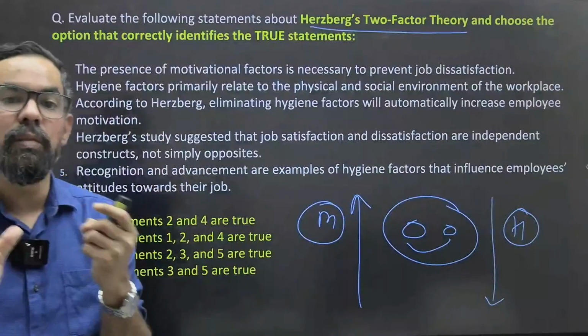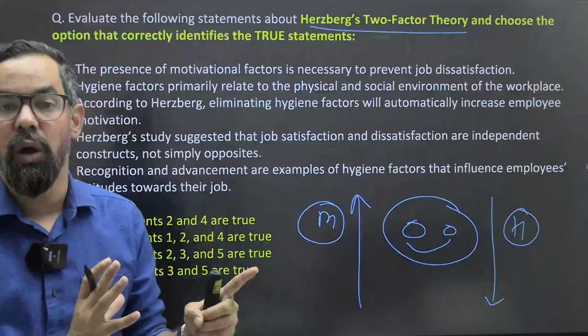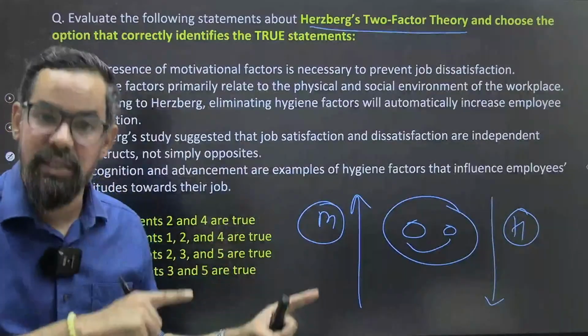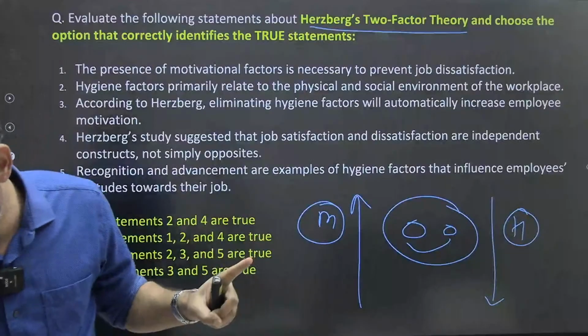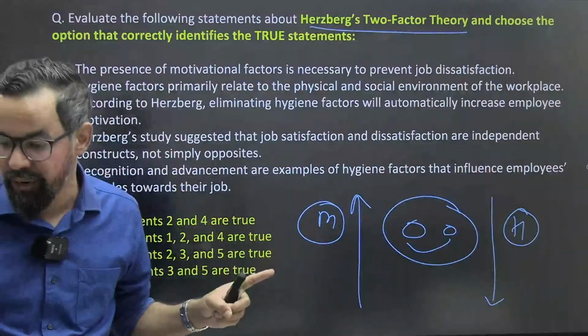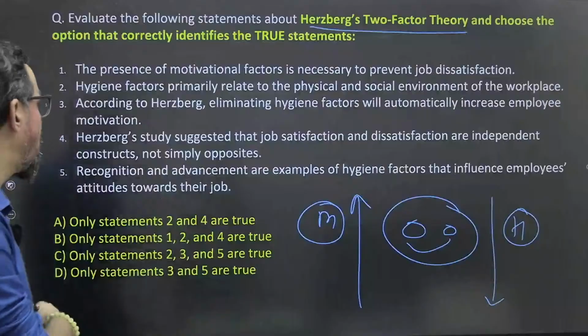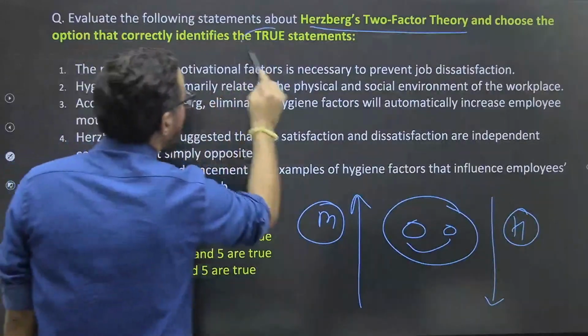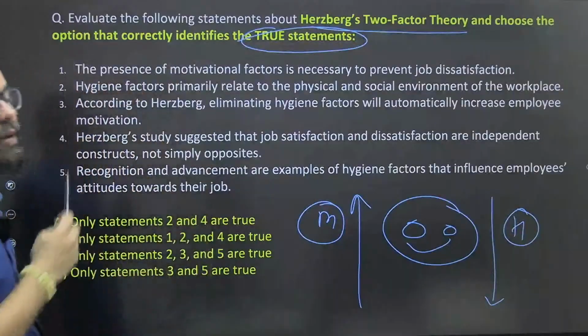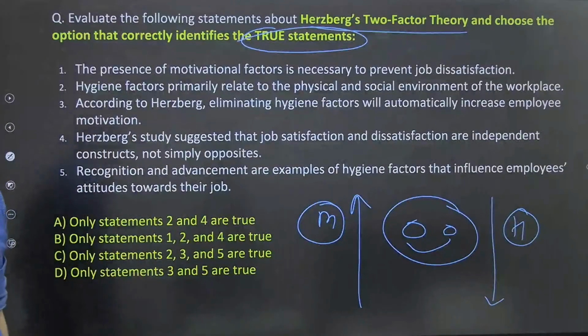If you do not meet the industry average, that can be a reason for dissatisfaction, and that dissatisfaction can lead to demotivation. Now the question is that we have to find out the true statement about Herzberg's two-factor theory. So what will be your correct answer, guys?